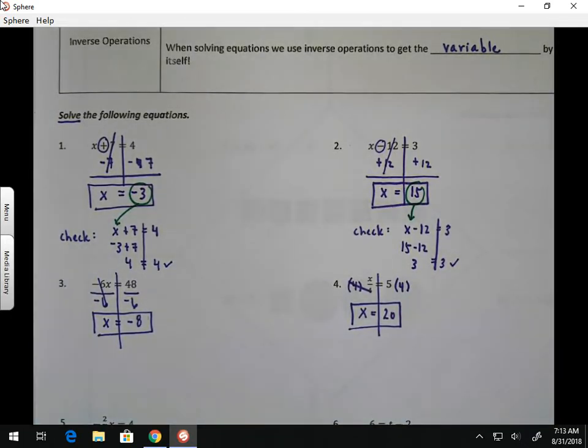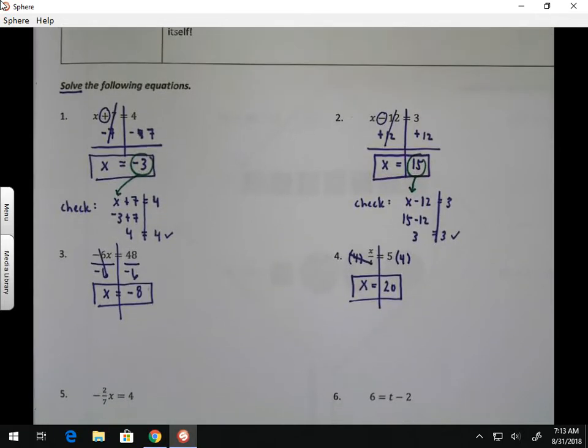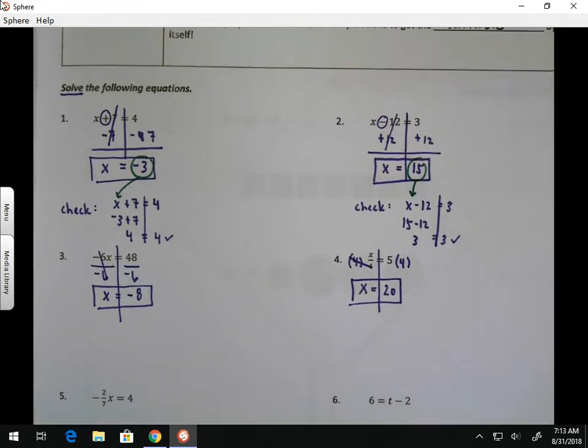So those are my one-step equations. I only need to do one operation to get the variable by itself. And again, don't worry about filling out 5 and 6 now. We'll talk about those in class when we're together next. But let's go ahead and turn to the next page.